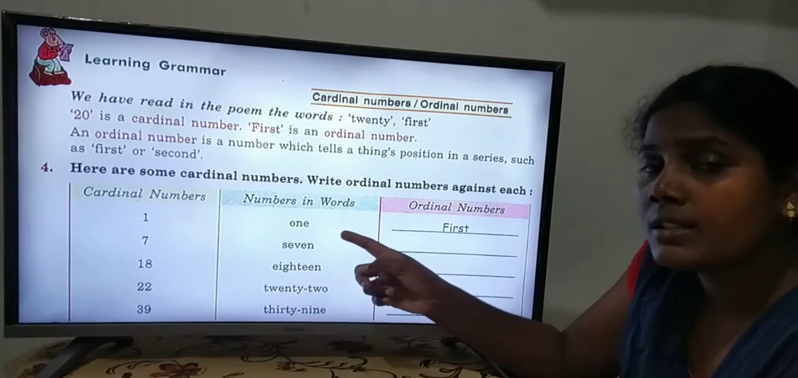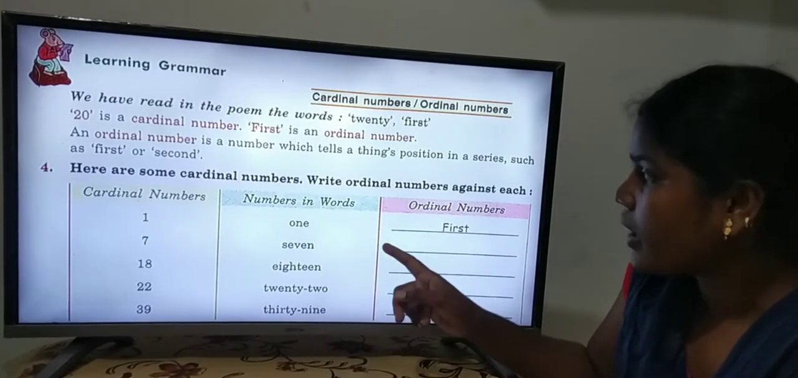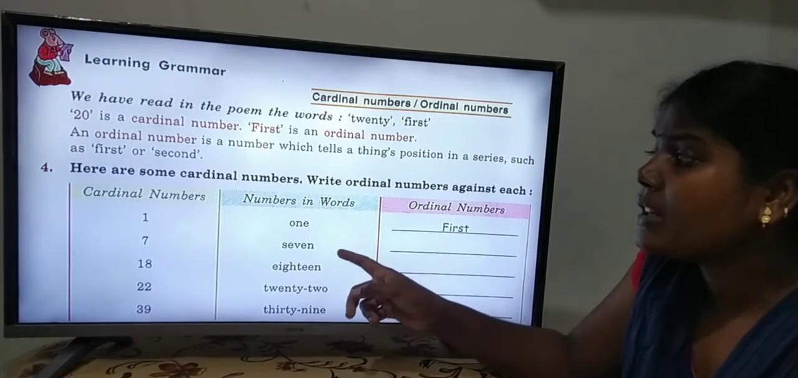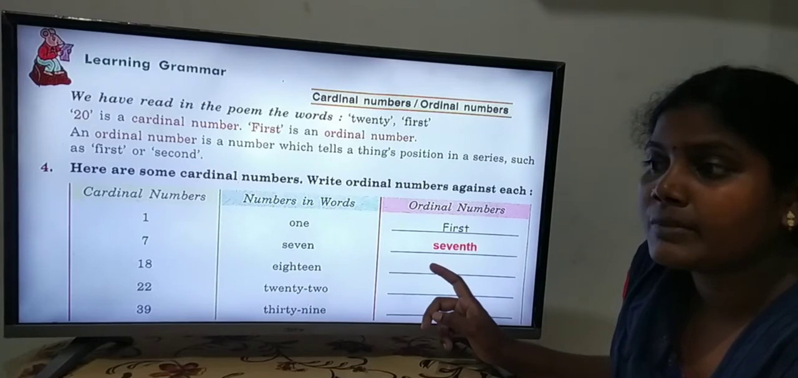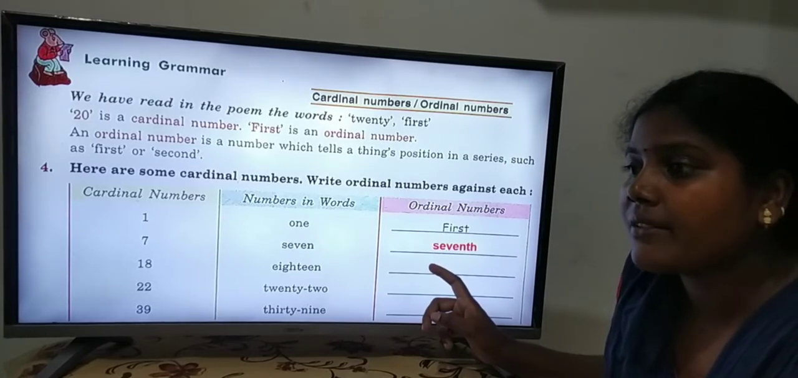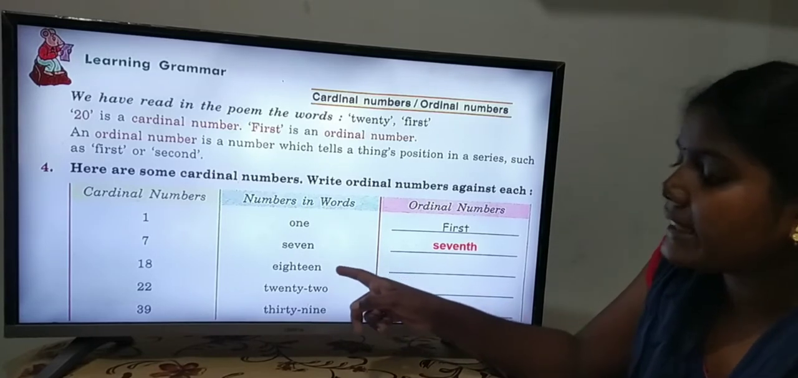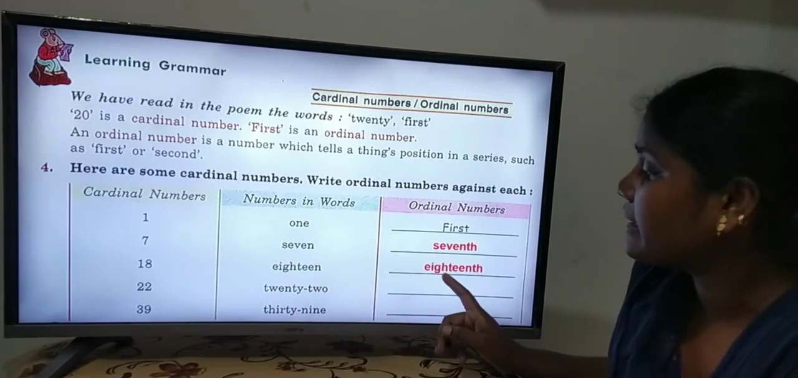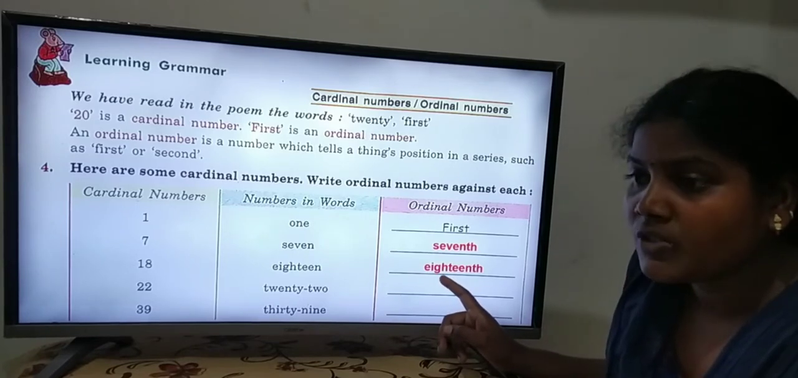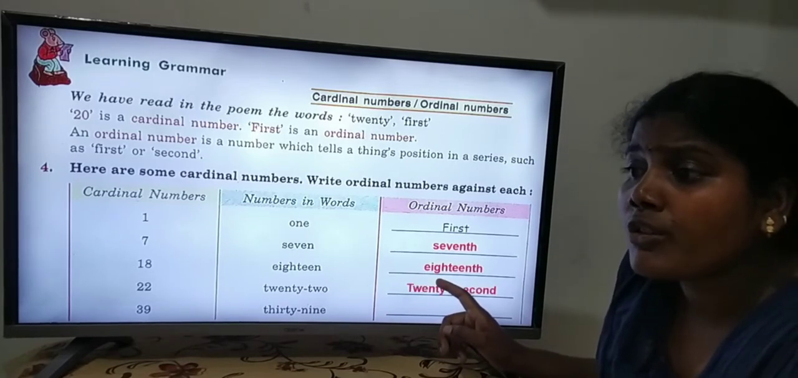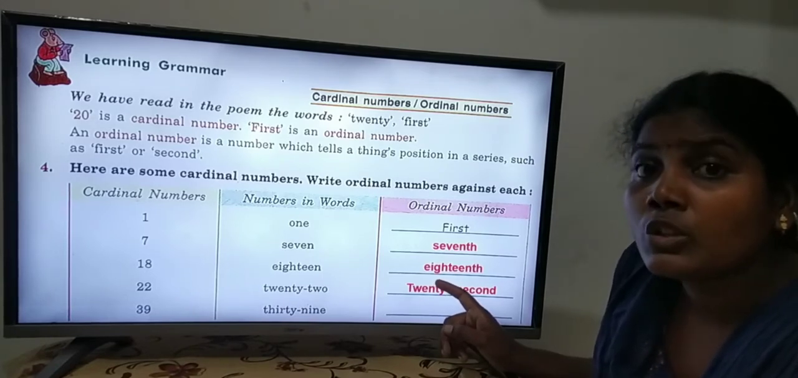So 1 means first, that is the ordinal number. So 1, first. 7, here we are going to write seventh. So 7, seventh. Seventh is the ordinal number. So 18, 18th. 18th is the ordinal number. So now 22. So 22 is the cardinal number.